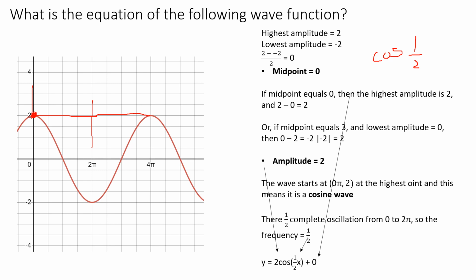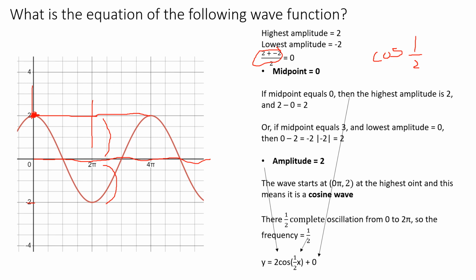Let's see what my amplitude is. Well, the highest point is 2. First, let's find my midpoint. Sorry. 2 plus negative 2 is 0. So my midpoint is 0, and that seems to fit. It's right at the x-axis here. So that's my midpoint. And then it's 2 above from the midpoint or 2 below. So my amplitude is 2.